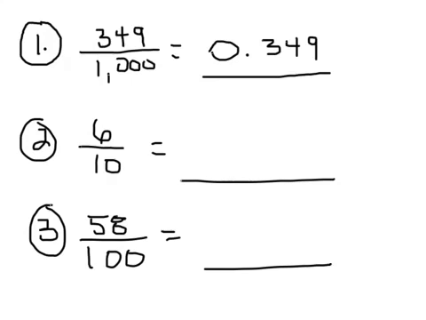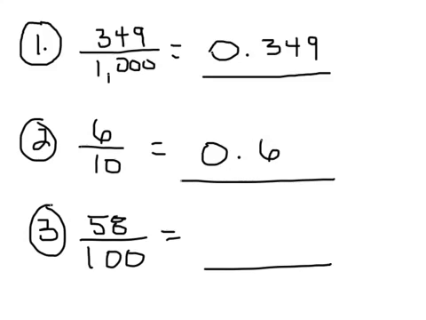Number 2, we have tenths. So we need to have the 6 tenths as a decimal. So that's all we need. We need our 6 in the tenths place. Pretty good so far.